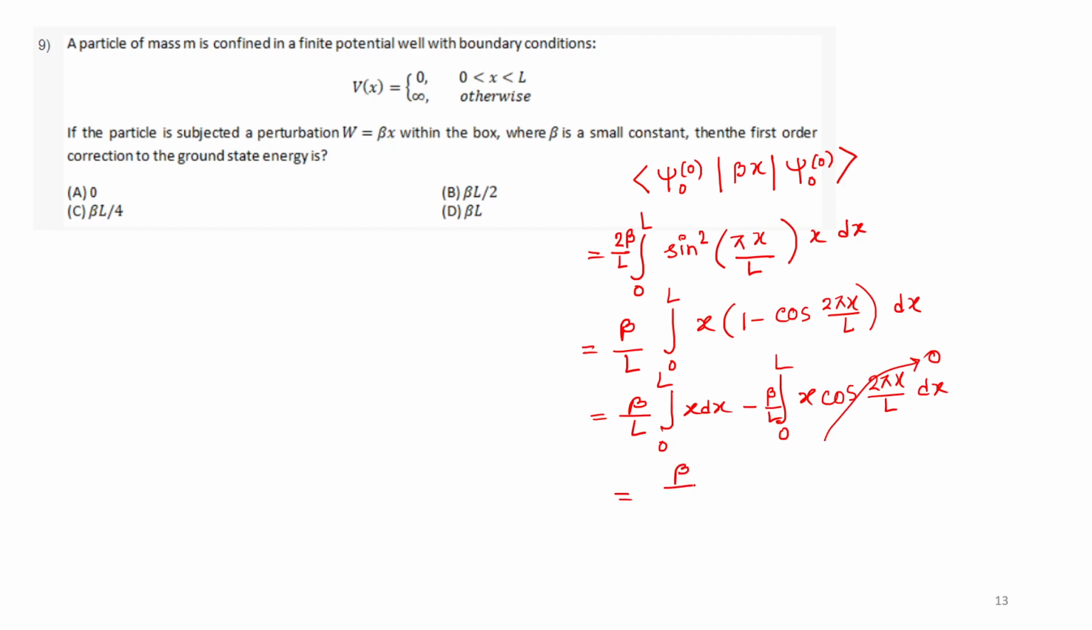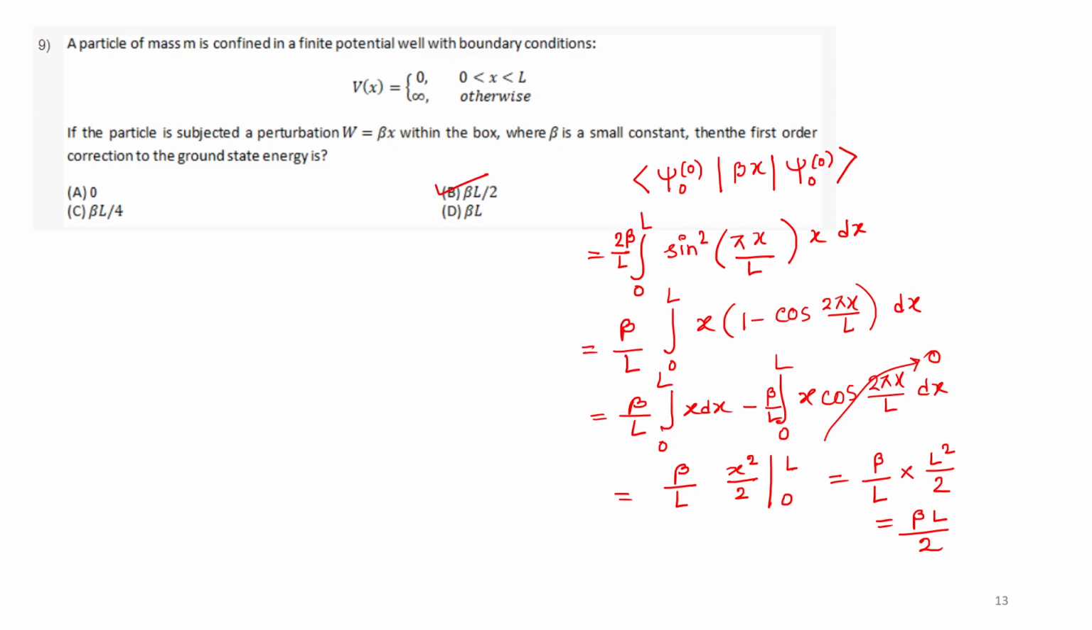So it will be beta by L, right? Beta by L times x square by 2, from 0 to L, which will again give you beta by L into L square by 2, and that is beta L by 2, right? So your answer is going to be the second one, beta L by 2.